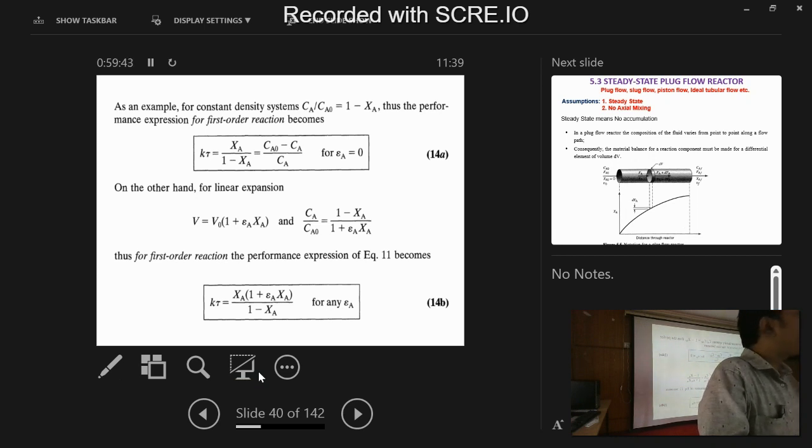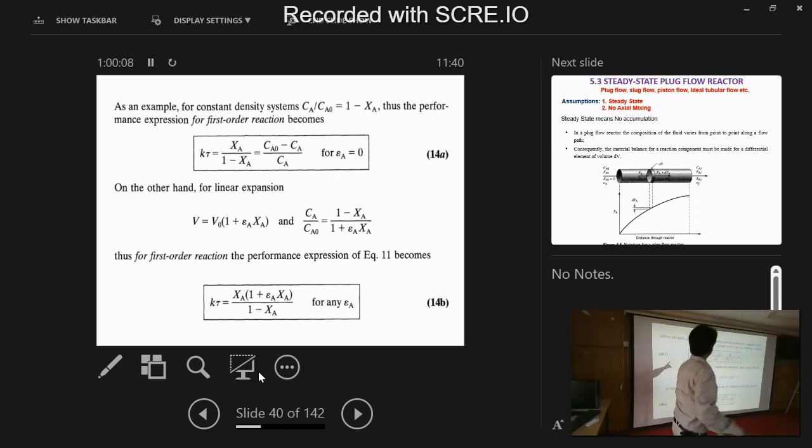For CSTR, the performance equation is V by F_A0 is equal to tau by C_A0 is equal to X_A by minus r_A. That's all. If I know the fundamental equation, I can derive, because I know what to substitute for minus r_A. For variable volume, I will substitute V is equal to V_0 into 1 plus epsilon_A X_A. That part I can do, but the fundamental equation you should have in your mind. So this is the equation for first order constant volume in CSTR.